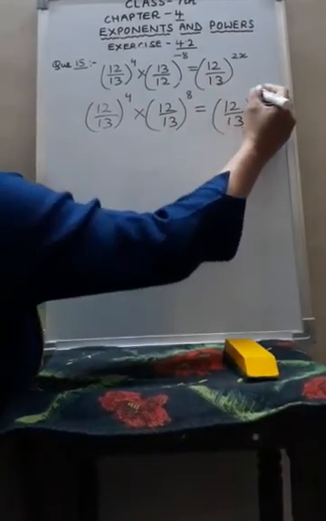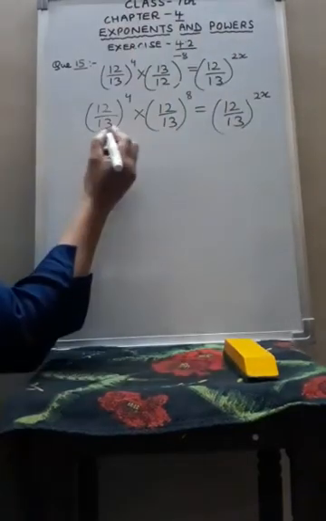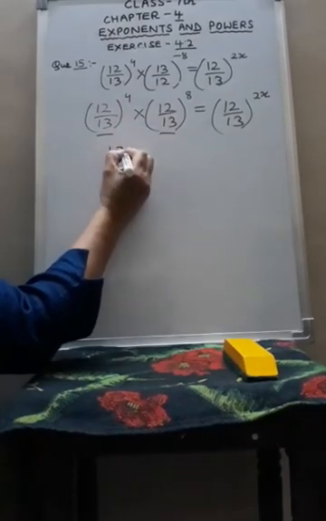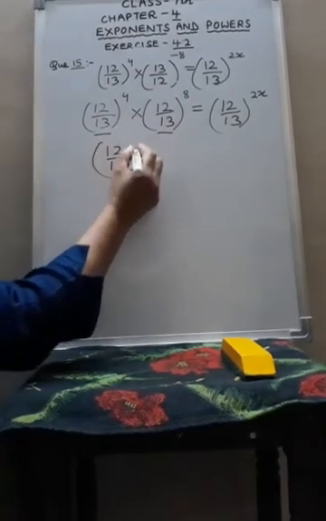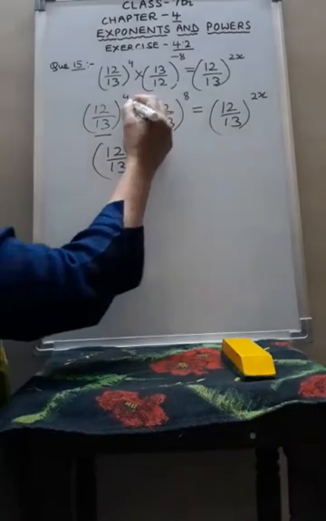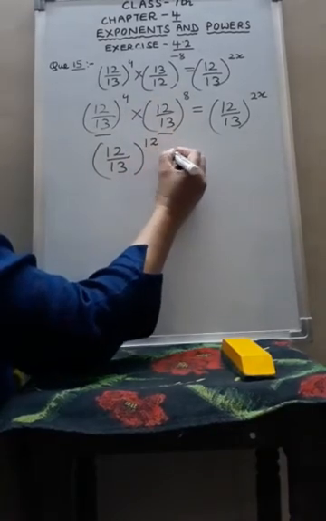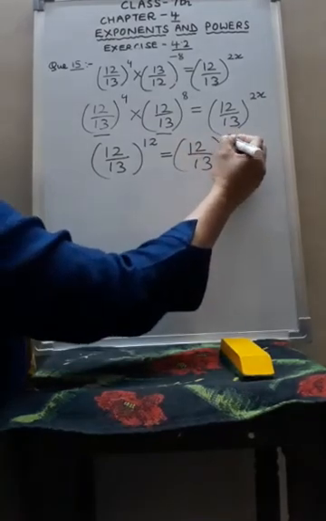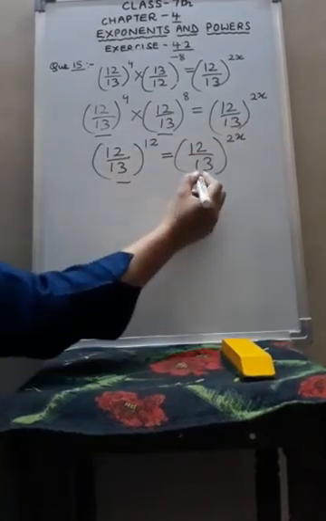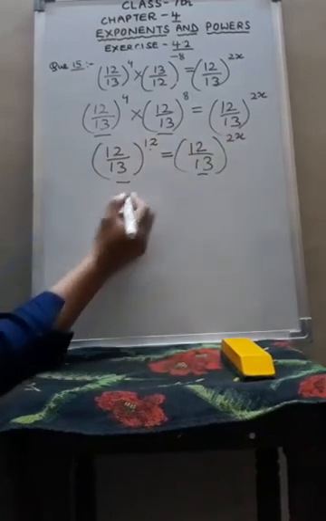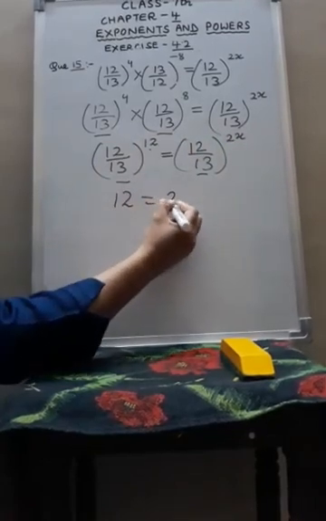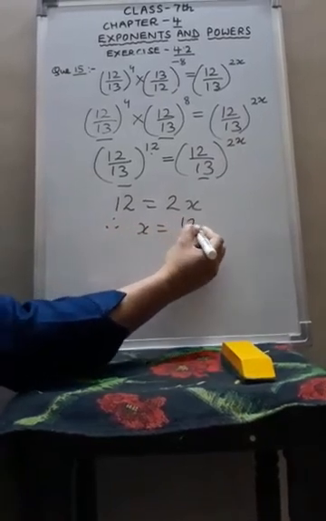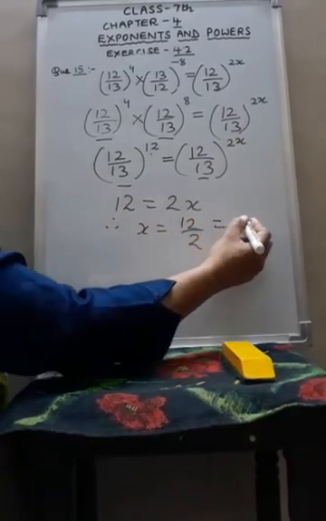12 upon 13 to the power 2x. Now we know the law of exponents, the base is same. Here 12 upon 13 is the same. So what happens to the powers? They are added. So this becomes 12 upon 13 and 4 plus 8 is 12, whole power 12. This becomes 12 upon 13 whole power 2x. Now the base is the same, so we can equate the powers. So that means 12 equals 2x. Therefore x equals 12 upon 2 equals 6.